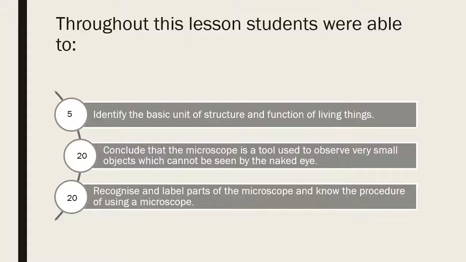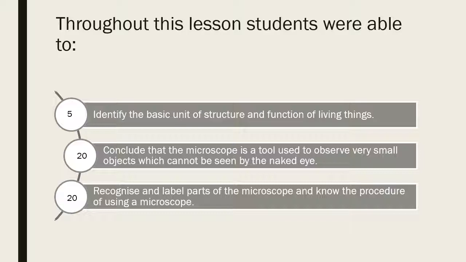So throughout this lesson, students are now able to identify the basic unit of structure and function of living things. Remember, we said that cells are the unit of structure and function of living things. We concluded that the microscope is used to observe very small objects which cannot be seen by the naked eye, and we saw that in the lab. Remember when we went and saw the cells under the microscope? Recognize and label parts of the microscope and know the procedure of using a microscope.